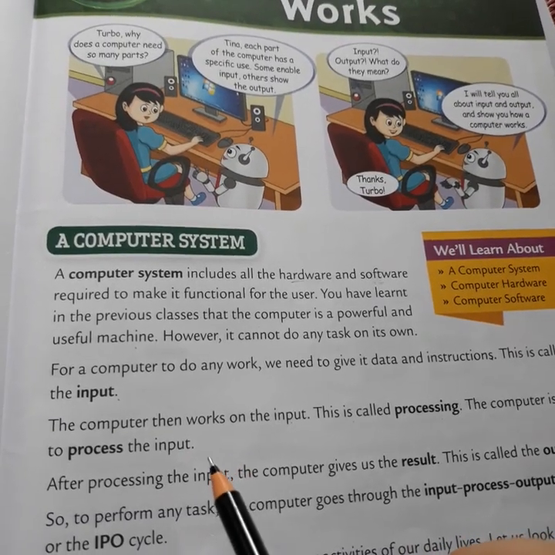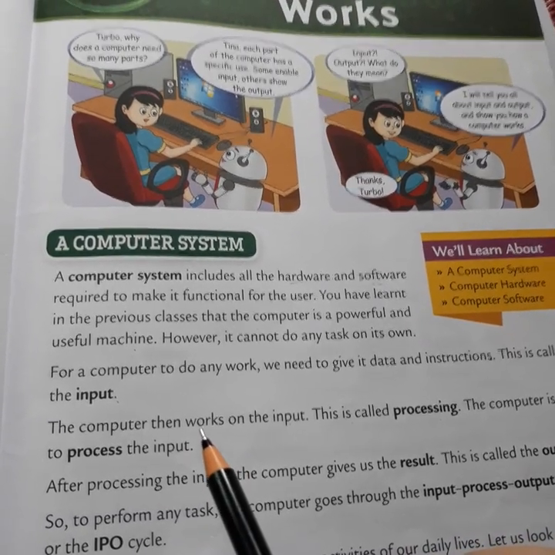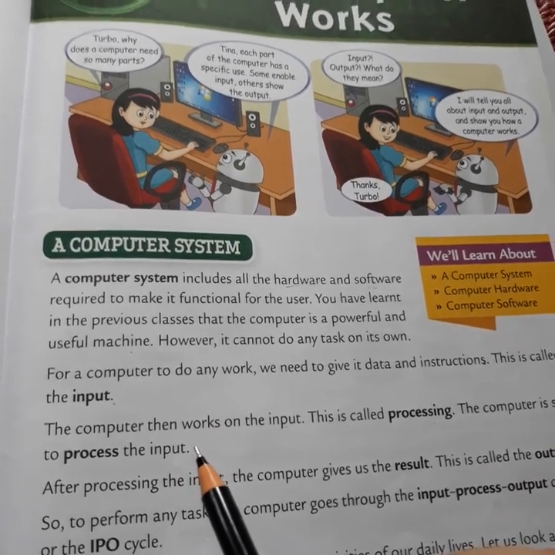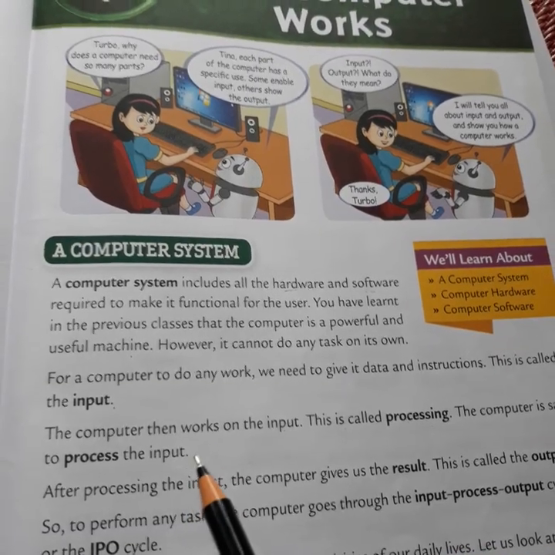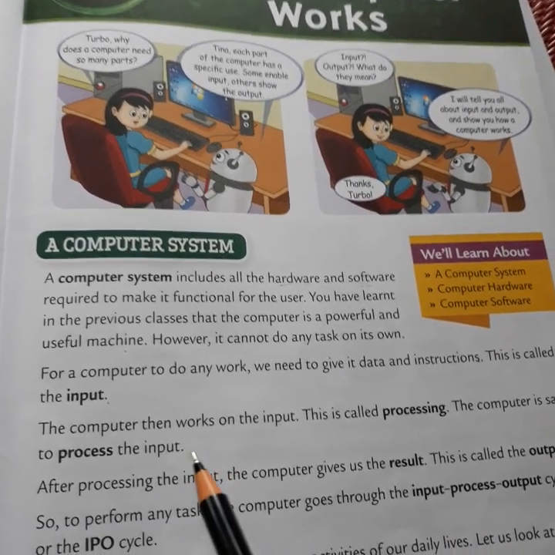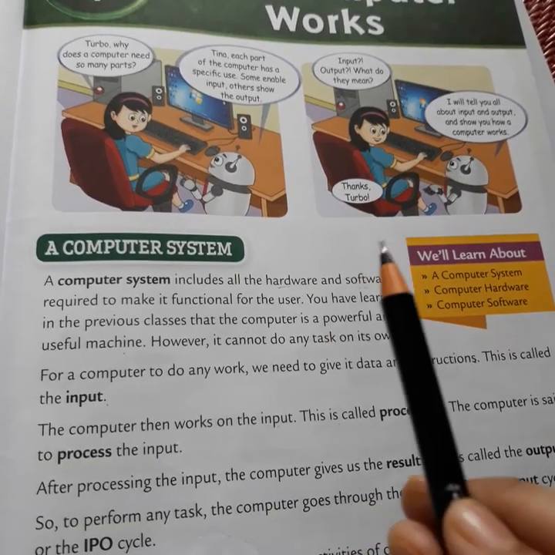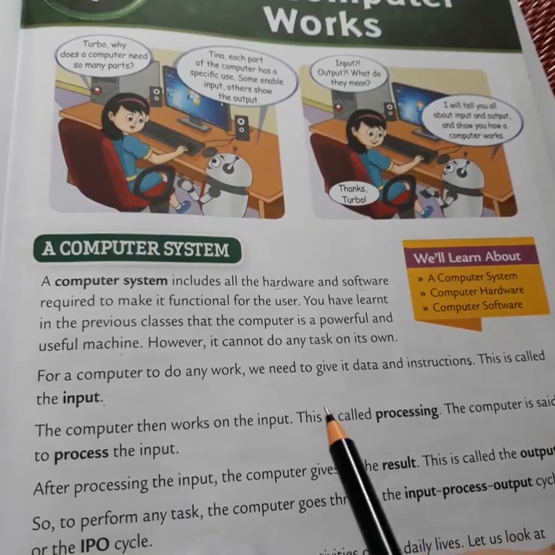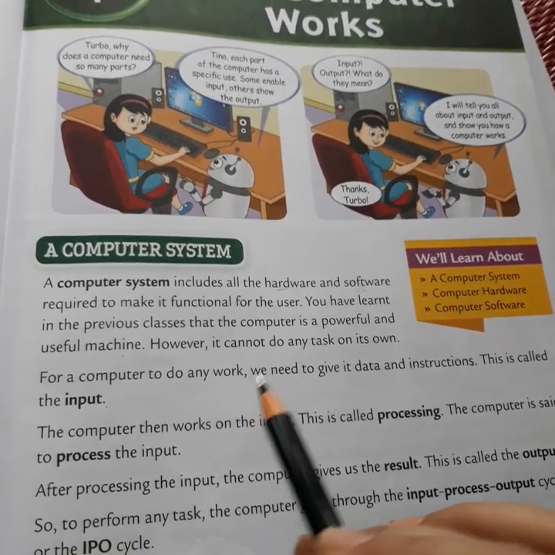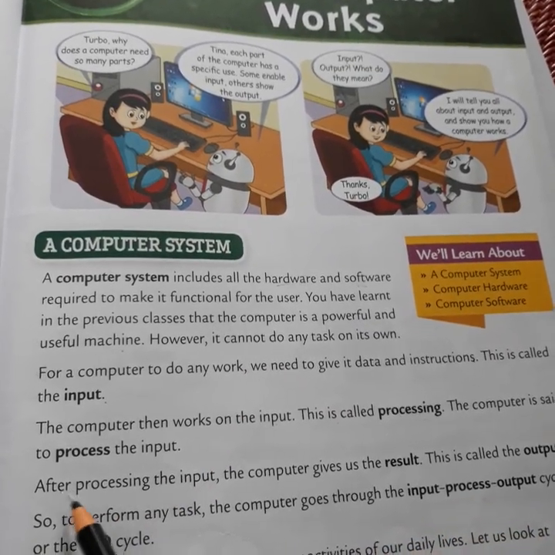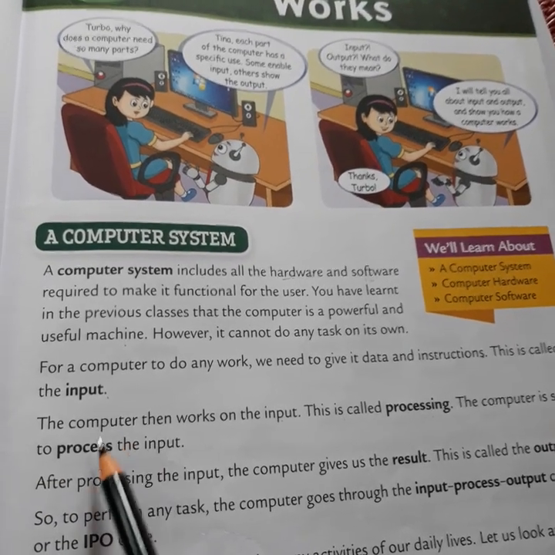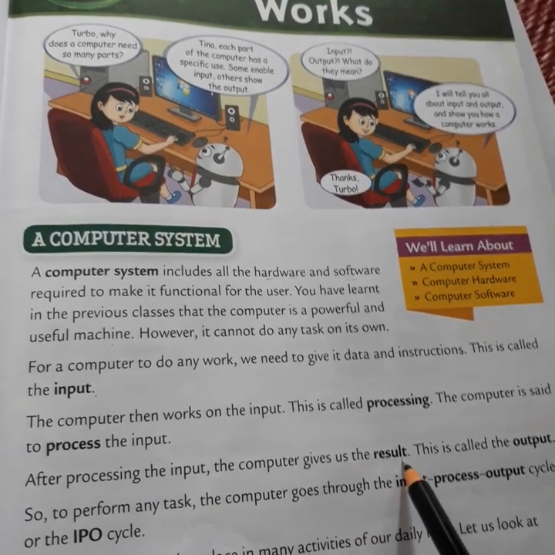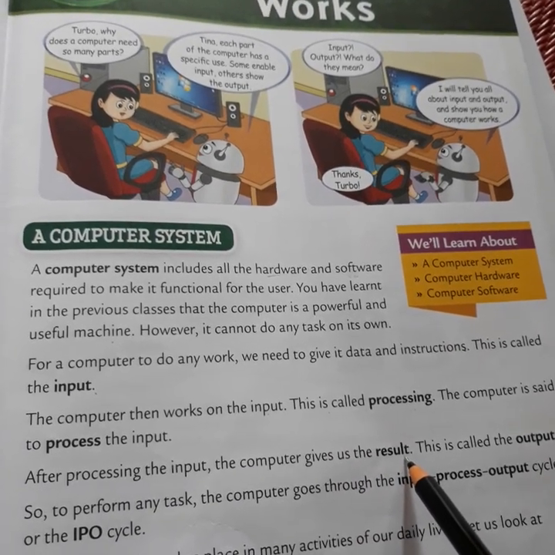For example, I have given an instruction to add 1 plus 2, with the help of the keyboard. So I have pressed 1, then plus, then 2. That 1 plus 2 has gone to the CPU box for processing purposes. Then it is processed over there. Now we need to see the result. So let's see from where we will get the result. After processing, the computer gives us the result, that is output. 1 plus 2 is equal to 3.